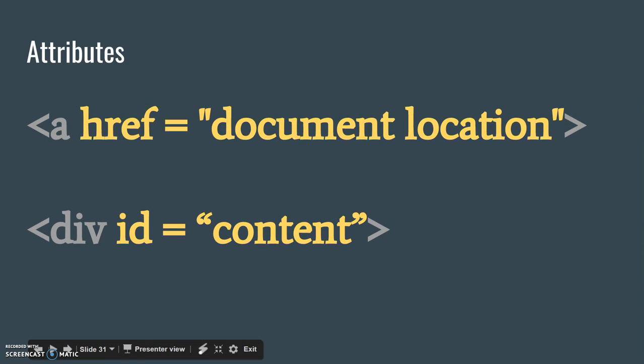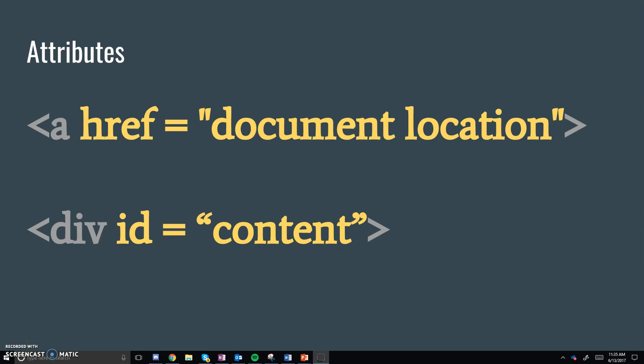Each element can also have attributes put to it. For example, the top element here, A, is a hyperlink, so you need a reference to the location your hyperlink is leading to. This is just a simple URL, a relative or absolute location to the document. And then there are also div elements, which are just basic blank containers.